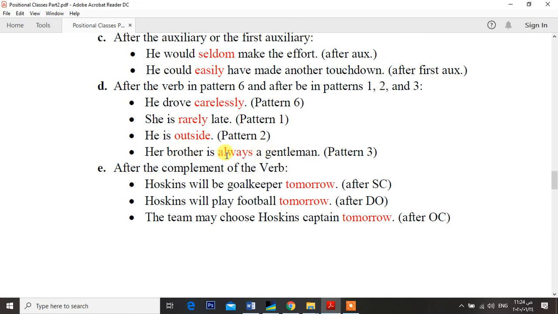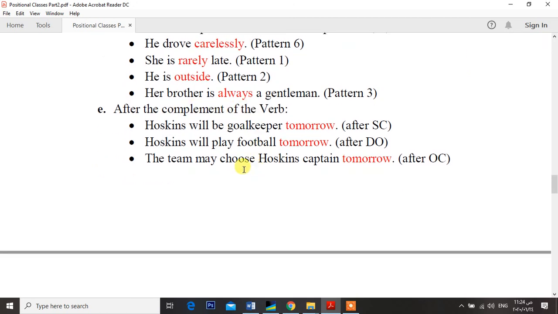Her brother is always a gentleman. This is pattern 3 and it comes after the be, after the complement of the verb. Hoskins will be goalkeeper tomorrow. So tomorrow comes after the complement of the verb, and it is after what? After the subjective complement. Goalkeeper is regarded as the subjective complement.